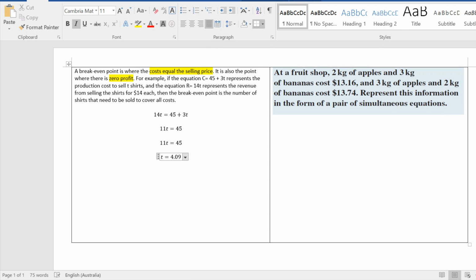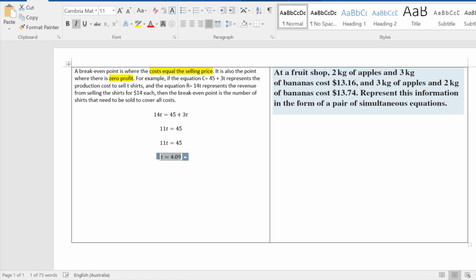Now I'll talk about what that means here. So to cover all costs this person would need to sell, we'd have to round that up to 5 shirts, because at 4 shirts we wouldn't have it covered. But just as an example, substituting this back in, when I put 4.09 as t into my R equals 14t, 14 times 4.09 will give you $57.26. Just remember that number, 57.26.